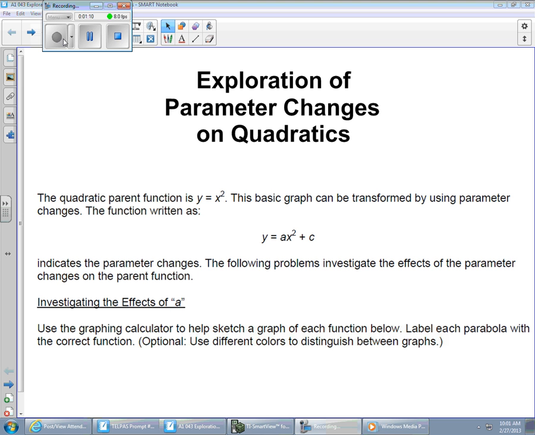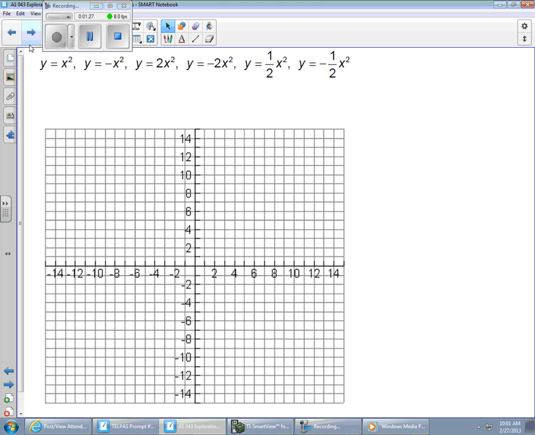The instructions say to use the graphing calculator to help you sketch a graph of each function below. Label each parabola with the correct function's name, and optionally, use different colors to distinguish between the graphs. At the top of your graph you have six or seven different parabolic equations. You're going to graph all six of these into the one graph that's provided for you.